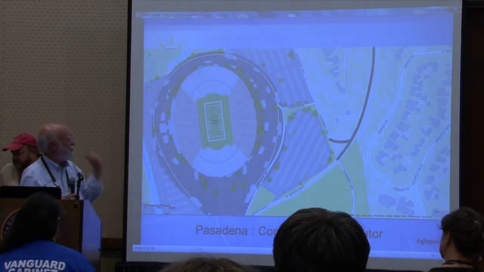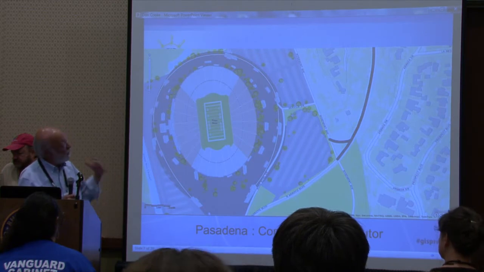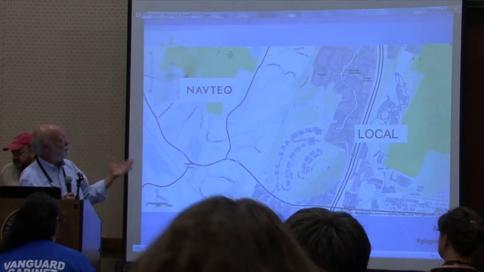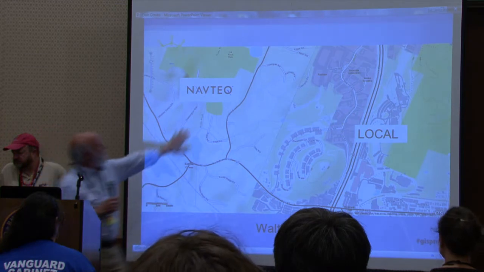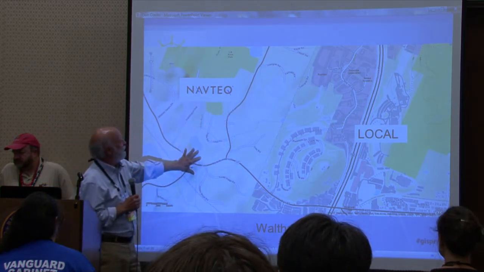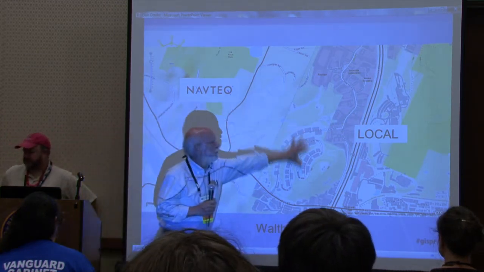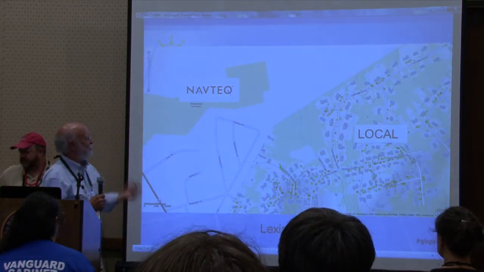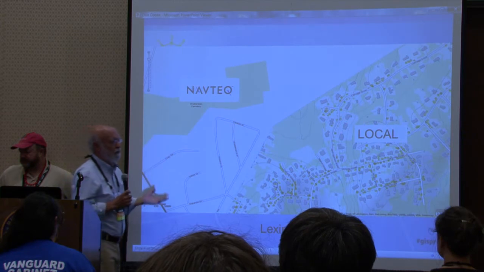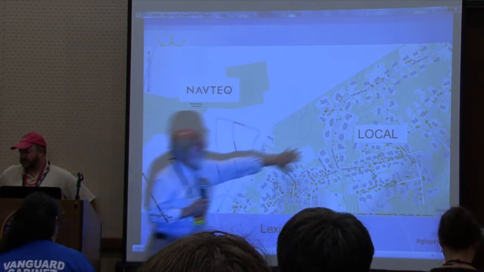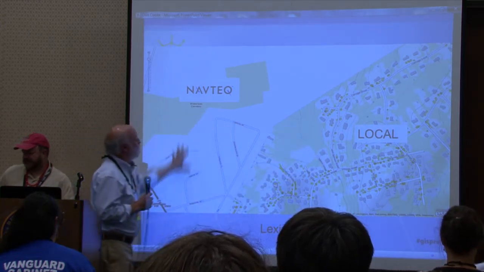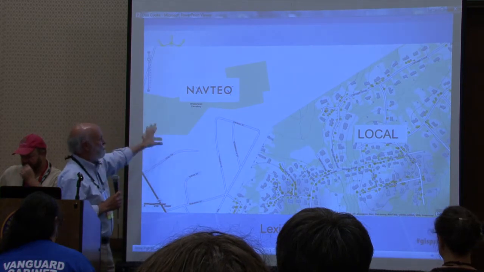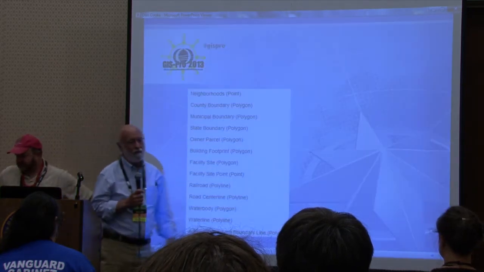I love the look of these. This is Pasadena, not all that local, but it gives you an idea of what happens when people contribute to this. We use a basis of Navtech, and there's Navtech in Weston. Here is local data in Waltham, and so it's a great way to show off your GIS data. Here's Lexington, where I grew up, and here's Bedford. Navtech is a great base, and the local stuff is just wonderful.